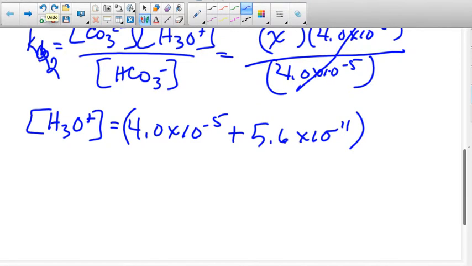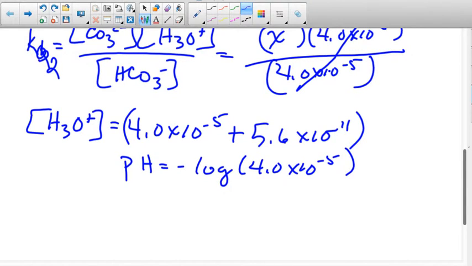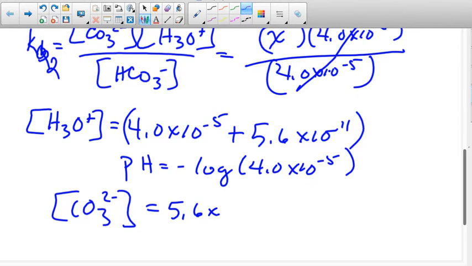What is going to be rounded? This is very small compared to this, right? So the pH is really the negative log of 4.0 times 10 to the negative 5th. The concentration of your CO3 2- is 5.6 times 10 to the negative 11 molar. This should be molar.